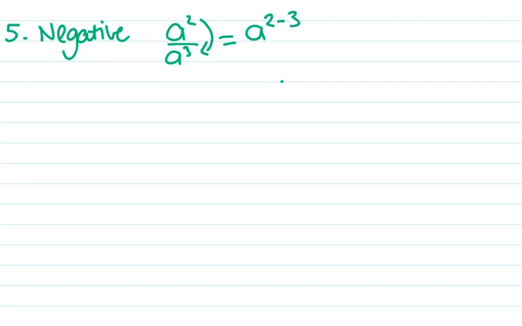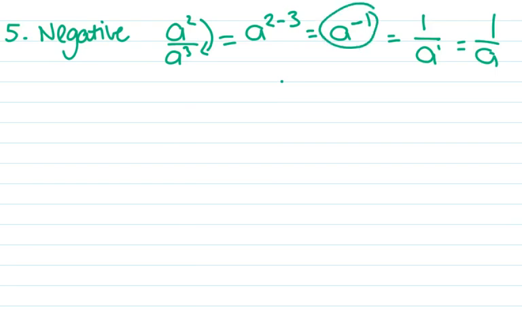Right, the fifth exponent rule is the negative rule. And this is really related to the division rule. So if I have a squared over a cubed, since they have the same base, I can use the division rule and just subtract those exponents. So I'll be left with a to the power of 2 minus 3, which is a to the power of negative 1. Now, there's a way to write this without having a negative exponent, and that would just be 1 over a to the power of 1, which is just 1 over a.